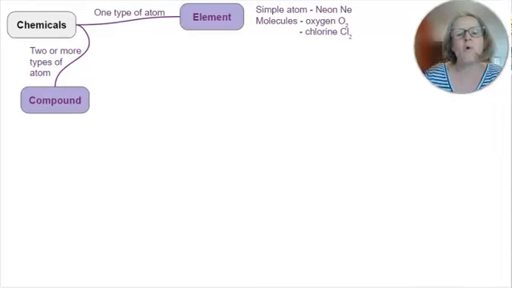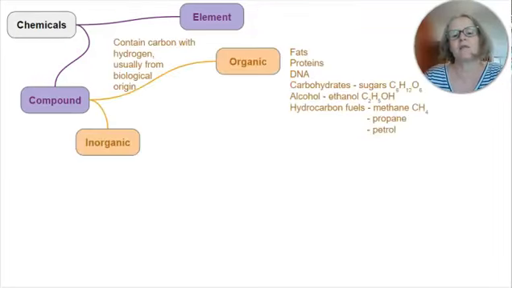If there are more than just one type of atom, so two or more types of atom joined together, then it's a compound. And compounds can be split in many different ways, and this is one way. Firstly, we could split them into organic and inorganic compounds. And an organic compound contains the atom of carbon, but it has to be present with hydrogen, and it usually comes from a biological origin.